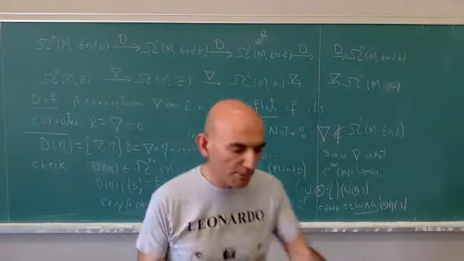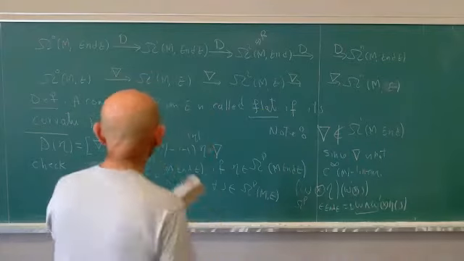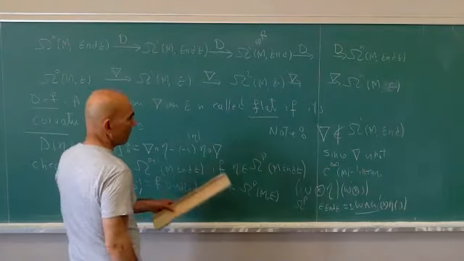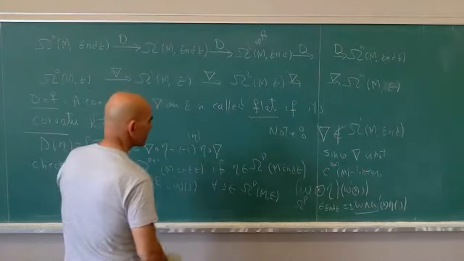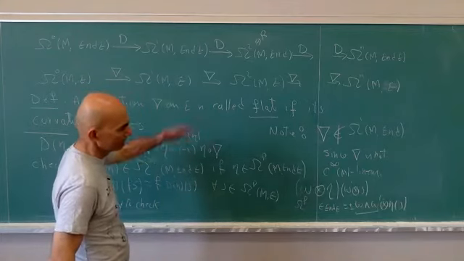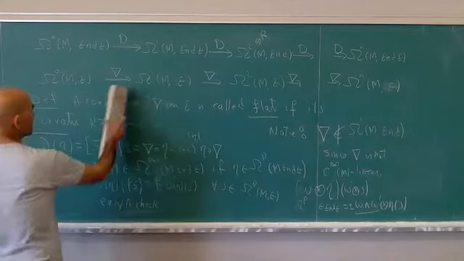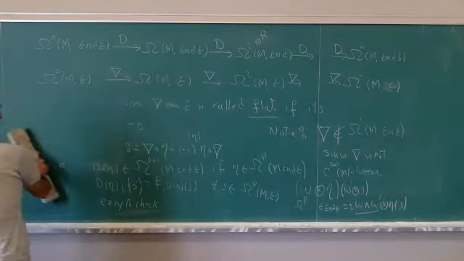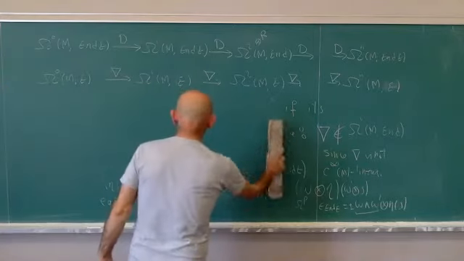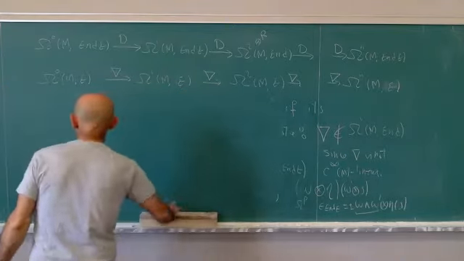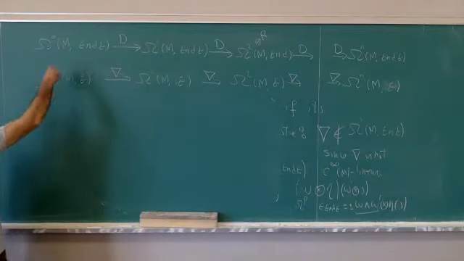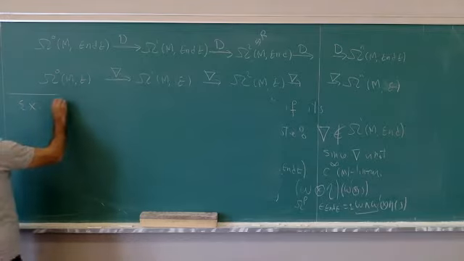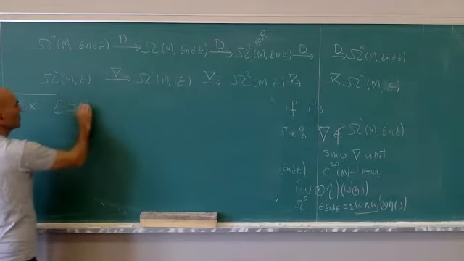So let us look at a special case. Actually, let's look at the case of trivial vector bundles, just to understand this. Again, let's go back to our favorite example, M equal to.